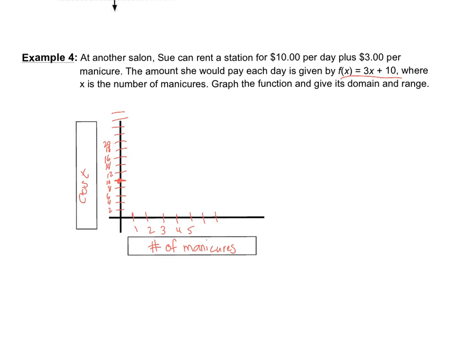If she gives 1 manicure, she has to pay 3 times 1 plus 10, which is 13. If she gives 2 manicures, she would have to do 3 times 2 plus 10, which is 16. You can see it's already forming a linear function, even though my graph isn't perfect. 3 times 3 plus 10 is 19. So 3 would be 19. And so there's my straight line.